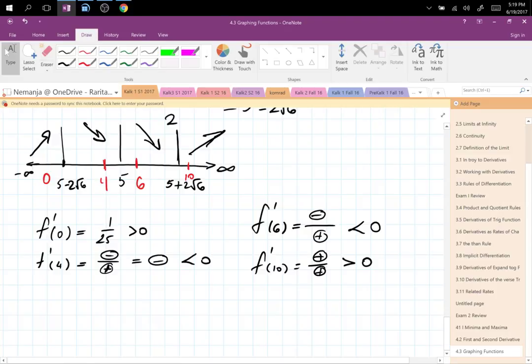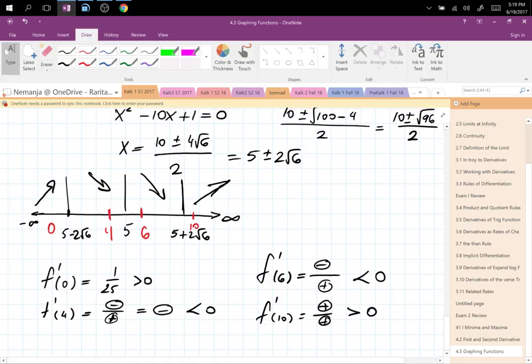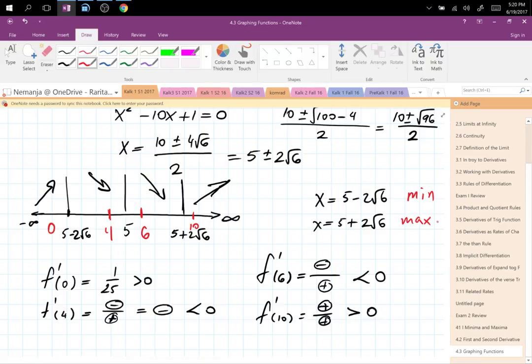But anyway, I immediately found that at x equals 5 minus 2 root 6, I have a minimum, and at x equals 5 plus 2 root 6, as you can see, we have a maximum. Remember how I told you the first derivative test will give you critical points, will give you increase, decrease, will give you min, max. So there you go. The previous problem did not have critical points, therefore we couldn't get min and max. But now we do.